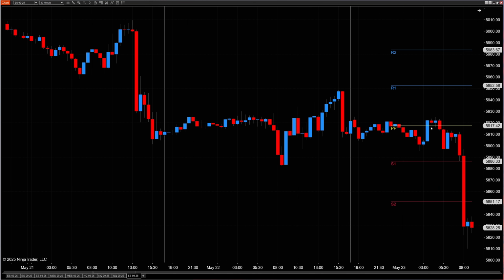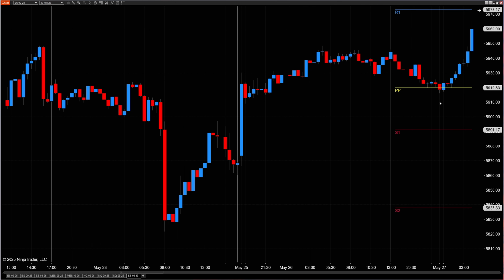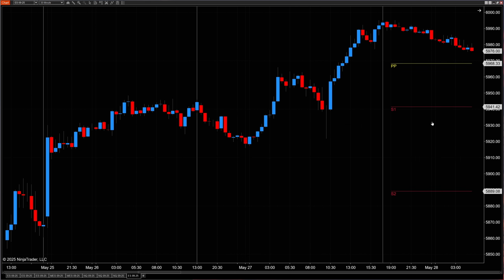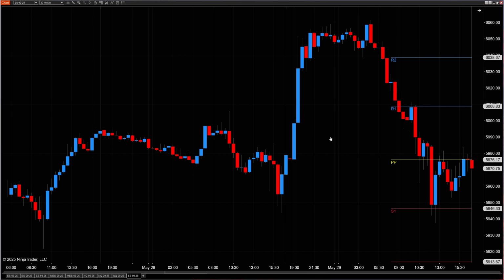We look at the following day, here's the P point tested. We look at the next day, P point tested. The next day, the P point is tested. The following day, P point is tested. The next day, the P point has been tested.